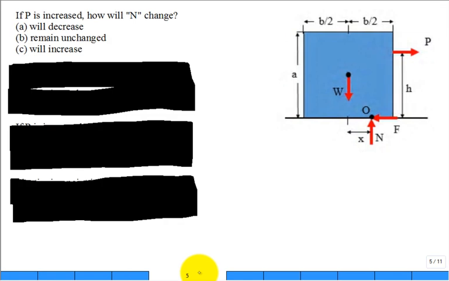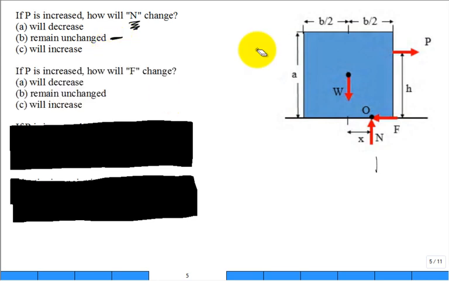Okay, here's another question. If P is increased, how will N change? Will it decrease? If P goes up, will N go down? Will it remain unchanged, or will it increase? Unchanged. Now at first you may think, hold it, if I'm going to pull on this block, isn't it going to make the block want to dig in, and won't N increase? But it won't. If you have a different angle on P, if you pull up, N goes down. If you pull down, N goes up. Exactly. Good observation. Thank you. But right there, it will not change.